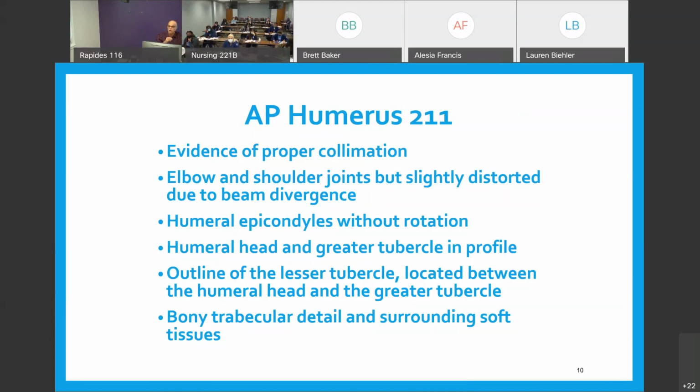So when you have a long bone and you're centered over the middle of the mid shaft, obviously the joints themselves are going to be slightly distorted because of the divergence of the beam. The only part of the beam that is going to give you a true representation of the anatomy is what part? Sir? The center? Is that what you said? Central ray.